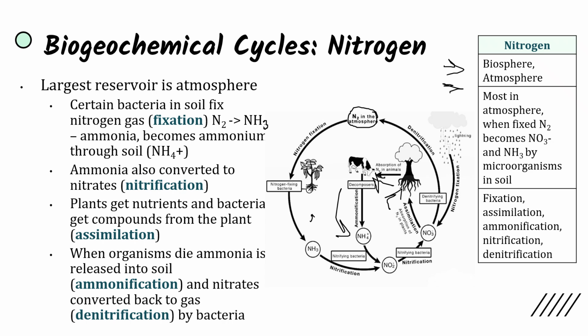Ammonia is released into the soil, and nitrates are going to be converted back to gas through denitrification, eventually leading back to nitrogen gas within the atmosphere.